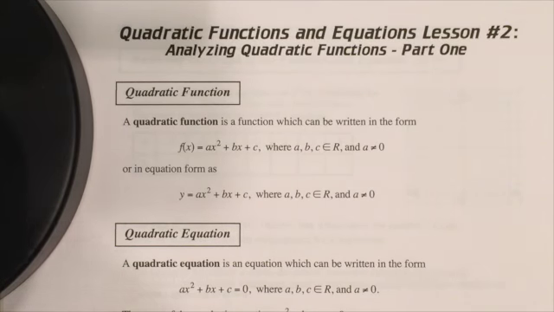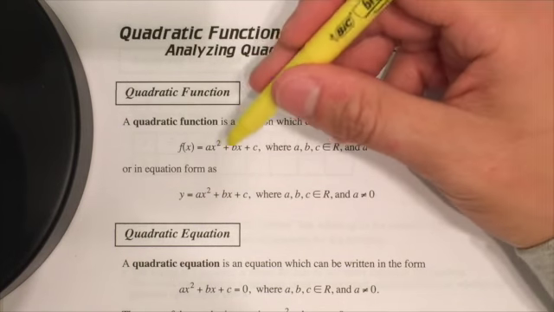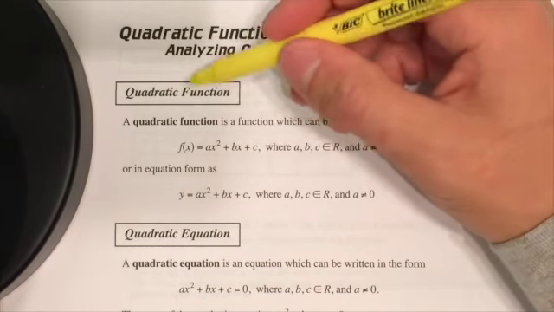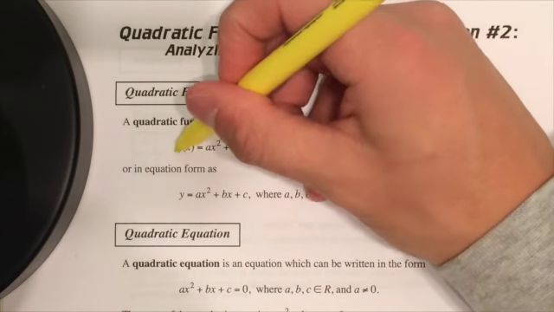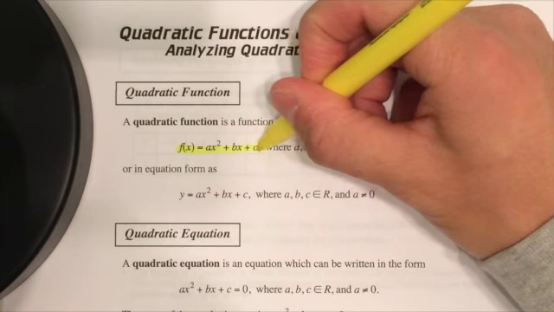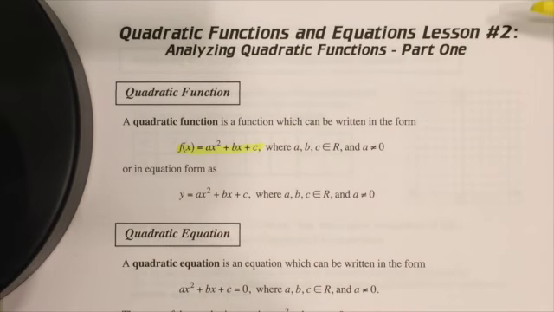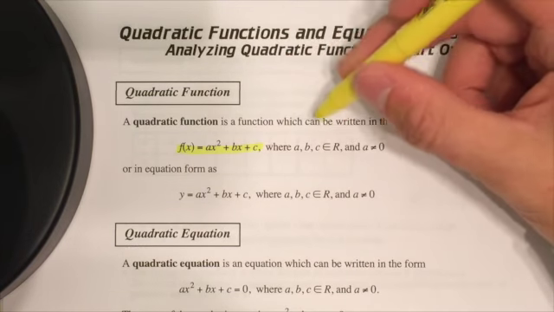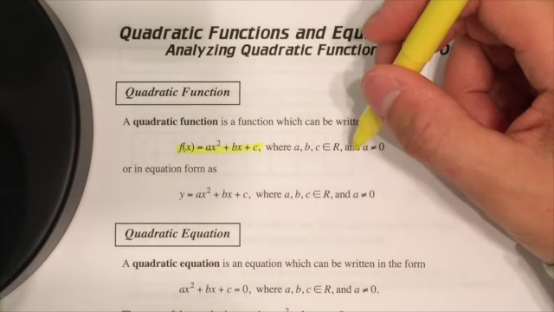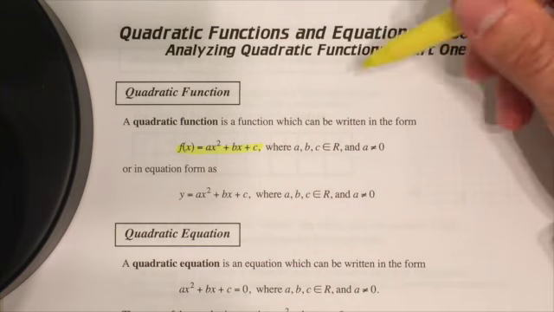Continuing on with our lessons on quadratic functions and equations, this is lesson number 2. We've been looking at quadratic functions and quadratic equations, and as you know, a quadratic function takes the form f(x) = ax² + bx + c, where a, b, and c are all elements of the real numbers, and a can't equal 0.